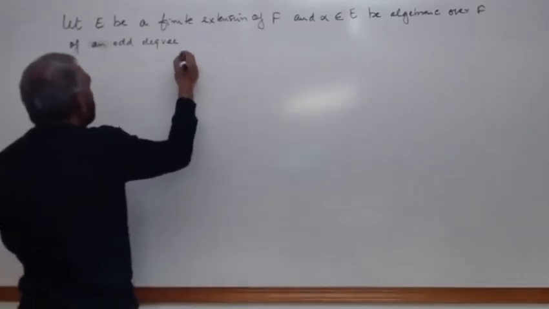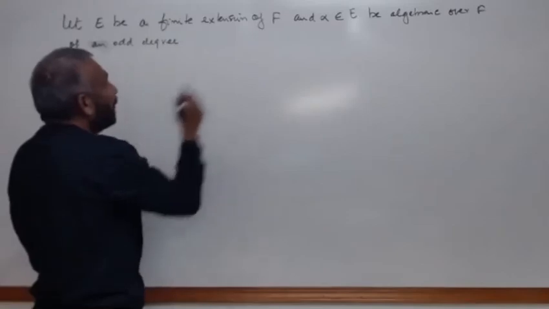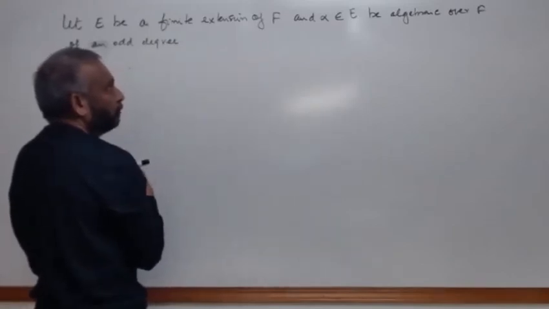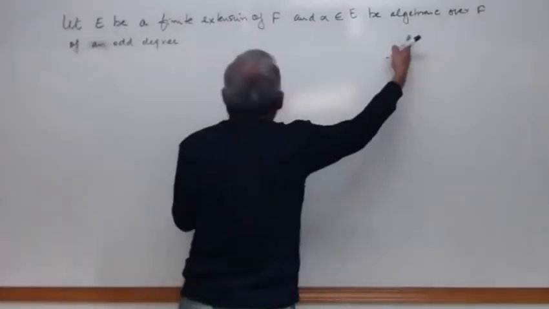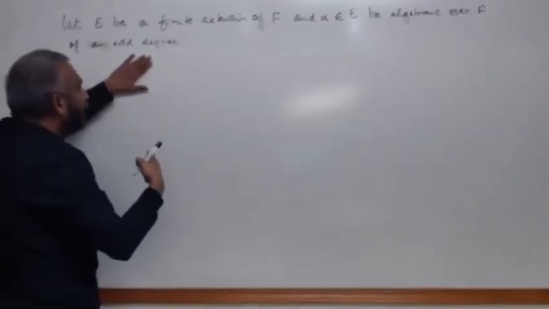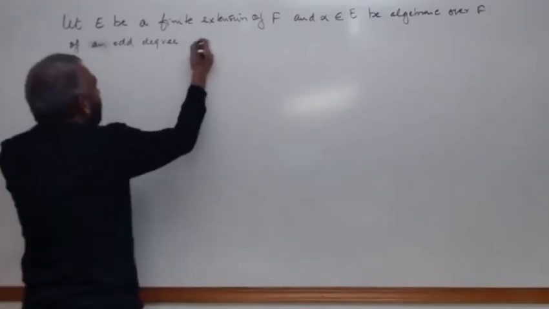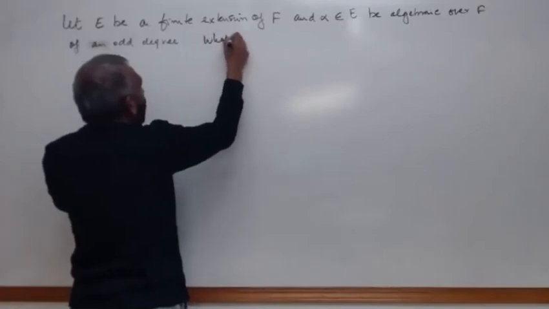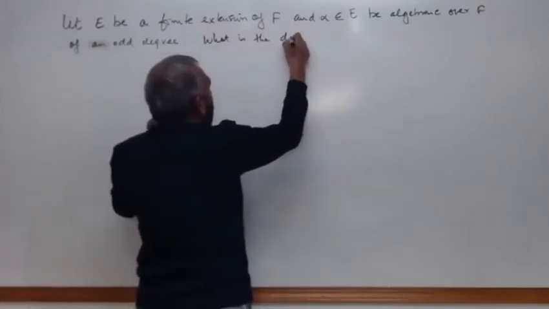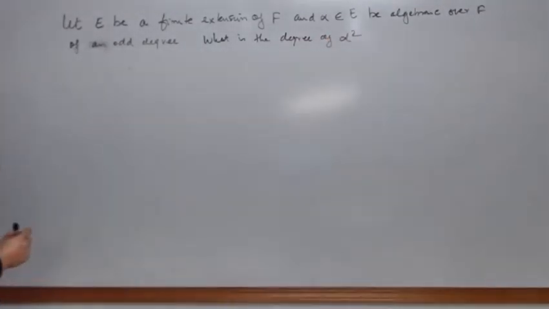Then what can you say about the degree of alpha square? See, alpha is algebraic over F of odd degree. So our question is: what is the degree of alpha square? Can it be odd or even? That is the question.